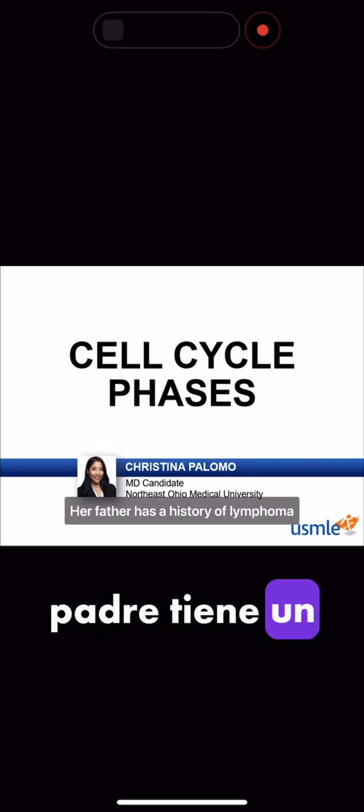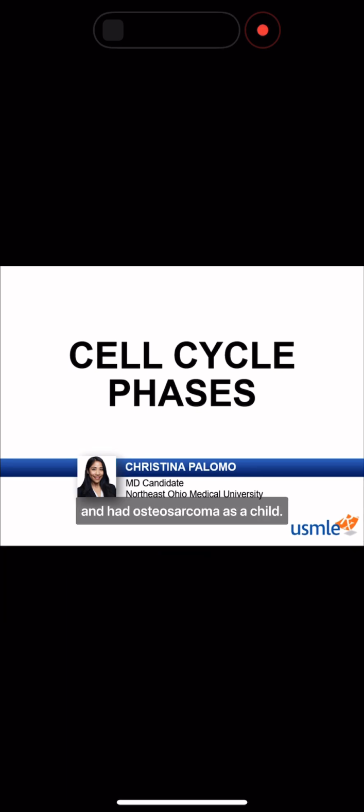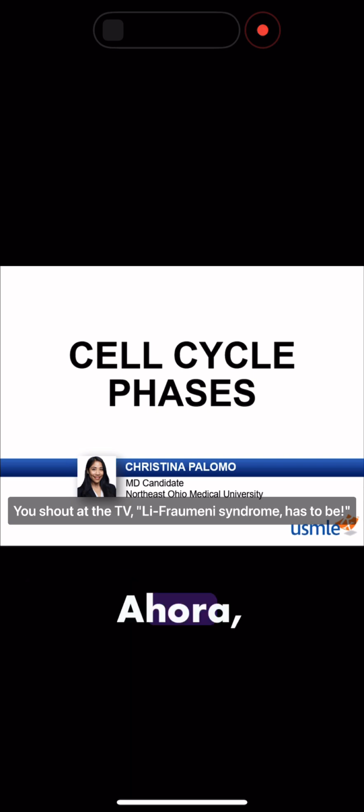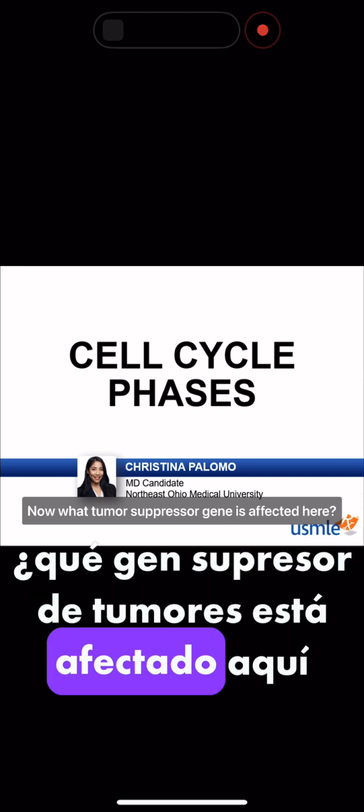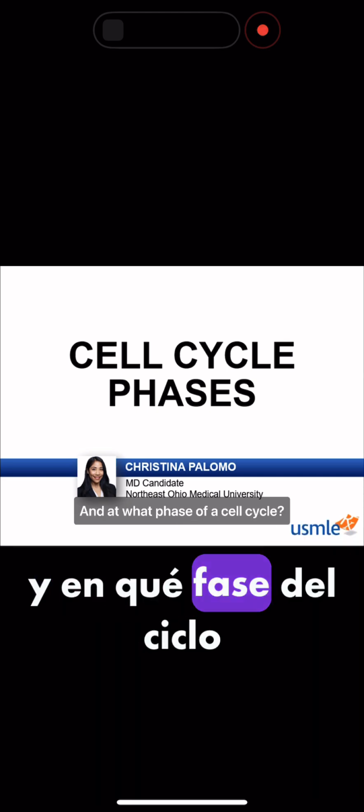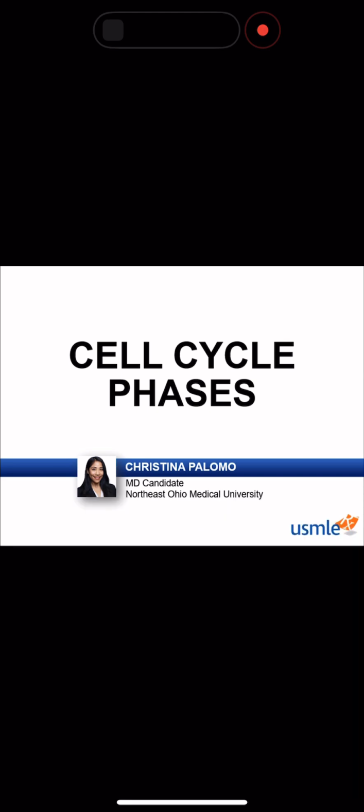Her father has a history of lymphoma and had osteosarcoma as a child. Her younger sister also has adrenal cancer. You shout at the TV, Li-Fraumeni syndrome, has to be. Now what tumor suppressor gene is affected here, and at what phase of a cell cycle?